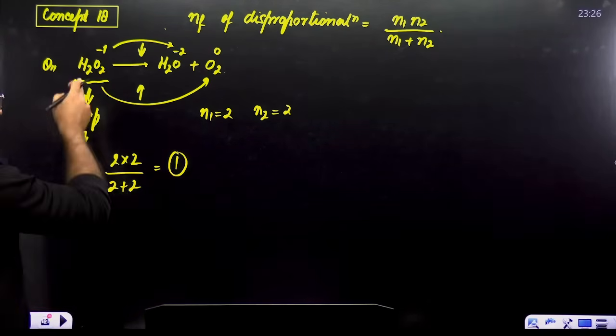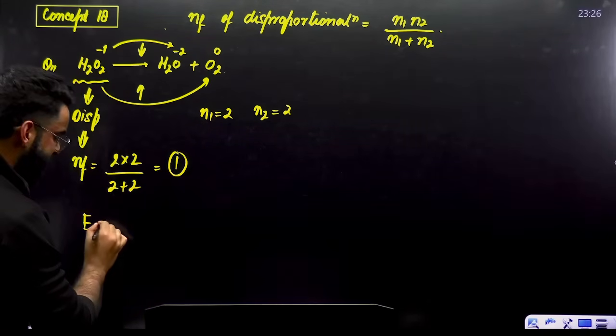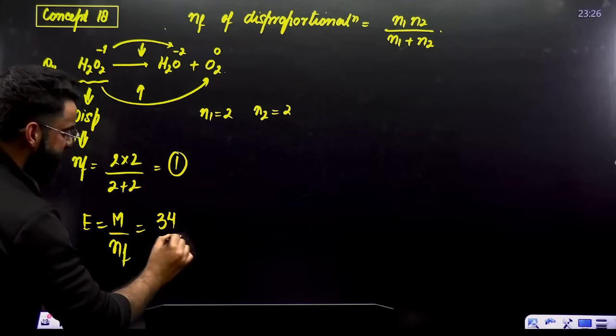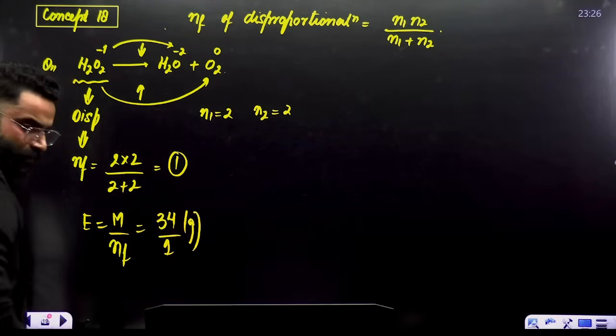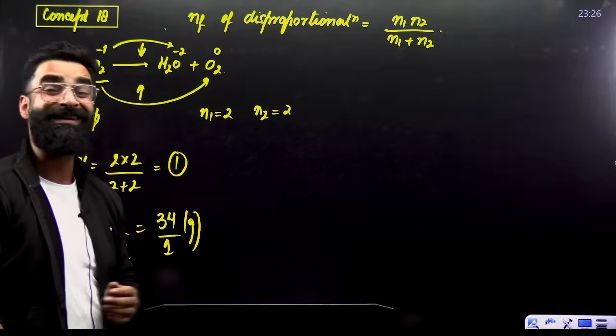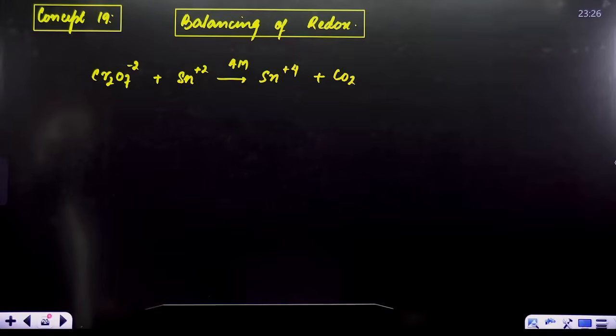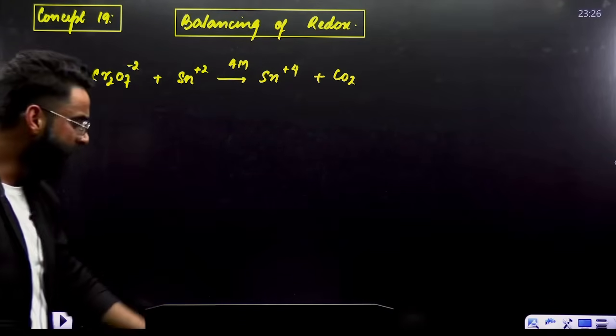So once you get the n factor of H2O2, equivalent mass is nothing but molar mass divided by n factor. Molar mass of H2O2 is 34 grams. Its n factor is 1. So the answer will be 34 grams. Even this was a question which was asked in AIIMS as well. This particular one, a simple basic one. Moving on to the next concept, that is concept number 19.